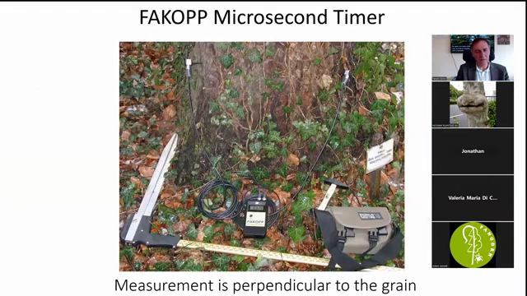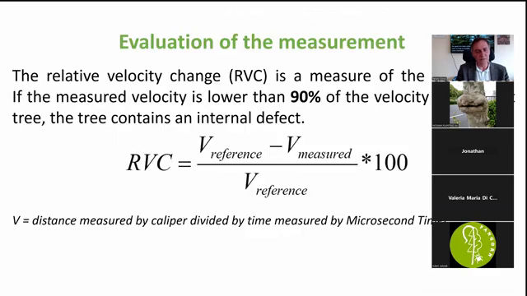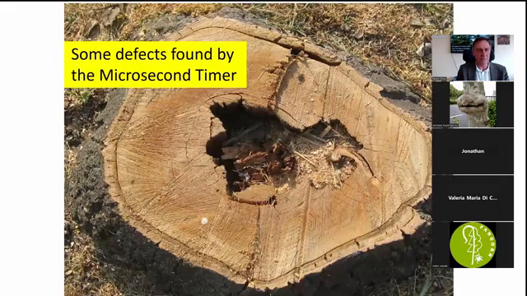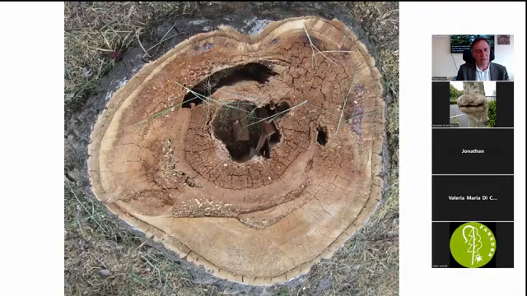Two sensors for a single pass and a caliper, because the instrument measures only the time and we need to know the distance to calculate the velocity, and the relative velocity change indicates the problem inside. The higher the relative velocity change, the bigger the defect inside. Some defects we found with this simple technique.